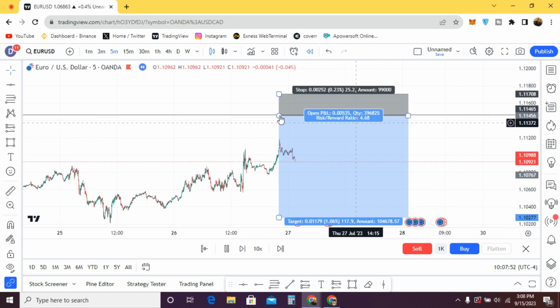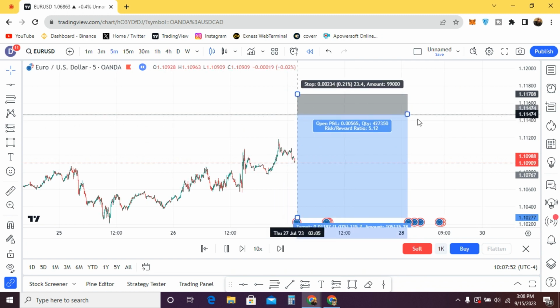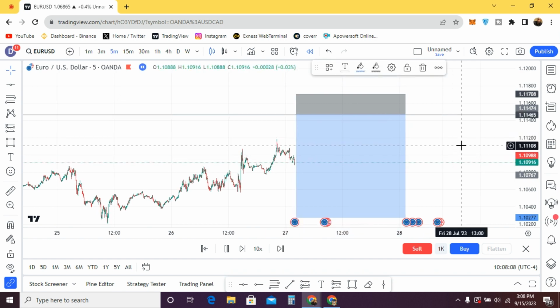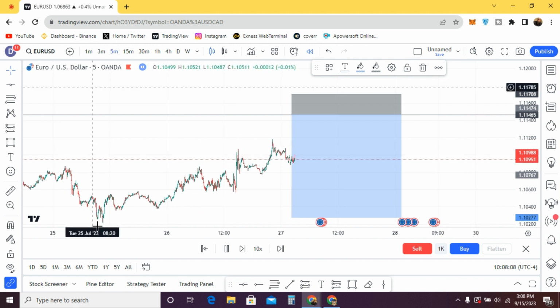Now you have to be patient and just wait for the market to get to your zone. Trading is more about being patient, more about being patient.